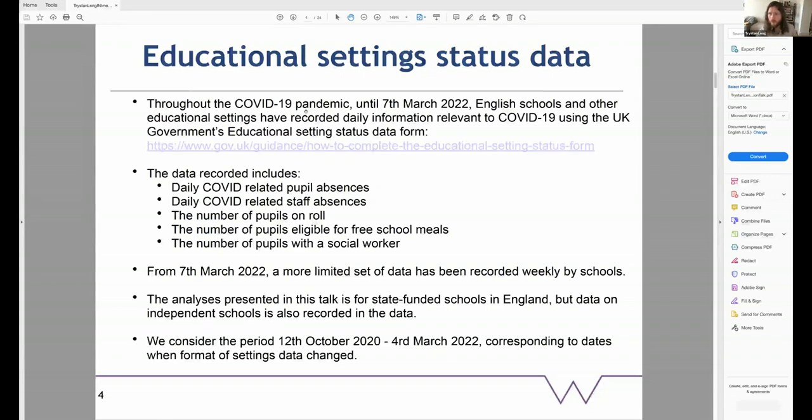And just a couple of notes on the data I'm presenting today. The analyses I'm presenting focus on state-funded schools in England. Data is recorded on independent schools, but it's not included here. And we consider the period October 2020 to March 22, because these dates correspond to a couple of the formatting changes in the data.